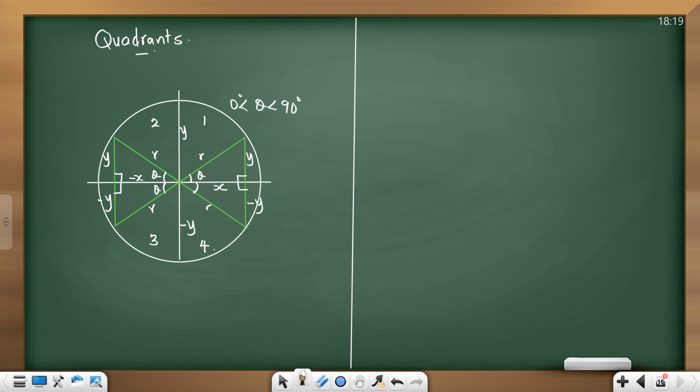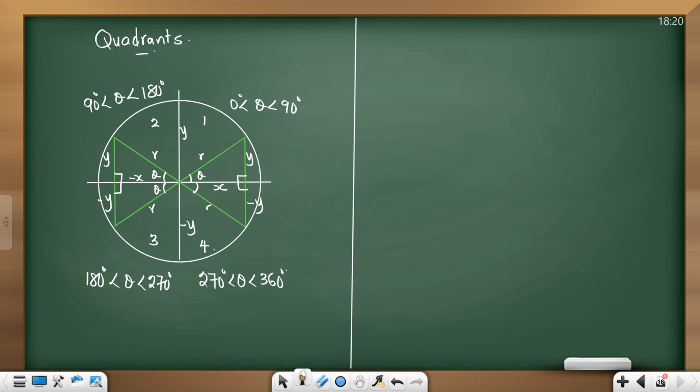Okay guys, first quadrant angle lies between 0 and 90. Second quadrant angle lies between 90 and 180 degrees. Third quadrant angle lies between 180 degrees and 270 degrees. Fourth quadrant angle lies between 270 and 360. So this is a continuation from grade 10. We are only going to add a few reduction formulas here.